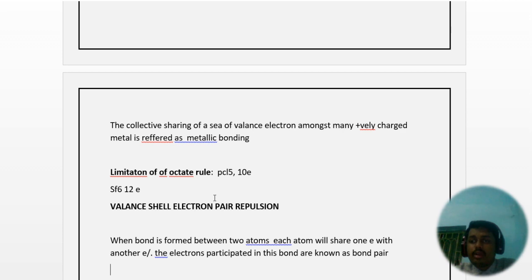The limitation of the octet rule can be found in PCl5, where the octet rule is violated because phosphorus has 10 electrons, and SF6, where sulfur has 12 electrons. Clearly this violates the 8 electron strategy, or the octet rule. So we move on from the octet rule as an outdated approach, and now we move to a more advanced approach known as valence shell electron pair repulsion.